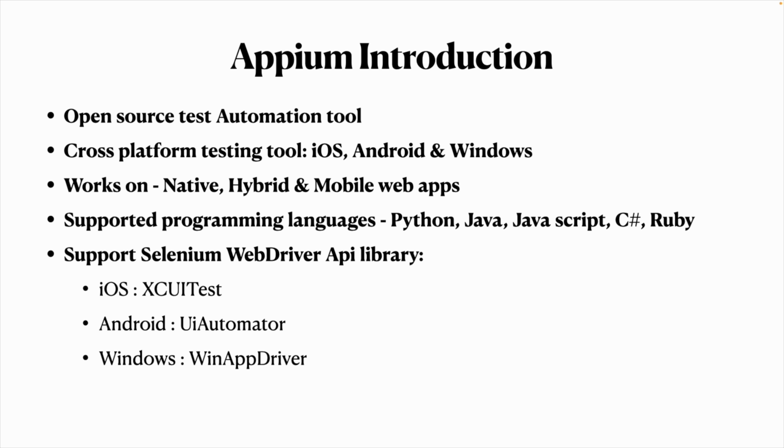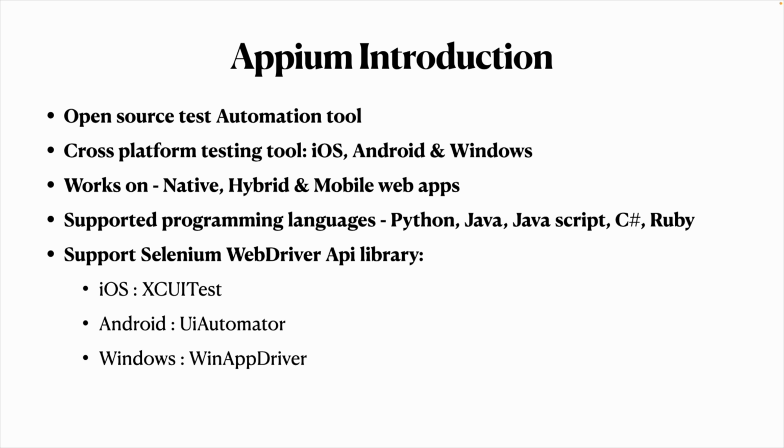Right, jumping on to the Appium introduction. Appium is an open source test automation tool which is available for everyone without paying anything, and we can just download it and start using it. Appium can automate applications which are built on multiple platforms. That's why we call it a cross platform testing tool. That means the applications which are built on iOS or Android and even Windows can be automated, right?